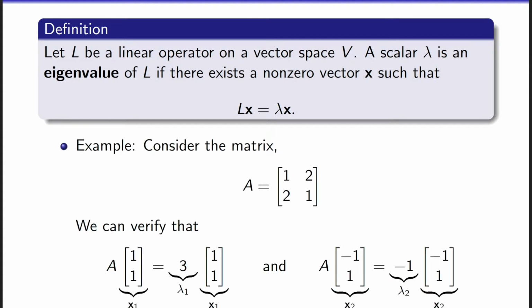For an example, let's consider this matrix. We can easily verify that this matrix has an eigenvalue 3 associated with the eigenvector (1, 1) by simply multiplying the matrix by the vector (1, 1) and seeing that we get the vector (3, 3). We can also show that this matrix has an eigenvalue -1 associated with the eigenvector (-1, 1).